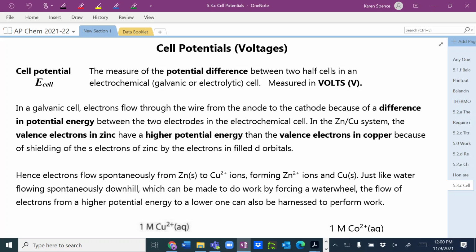Okay. A galvanic cell is essentially a battery. Yes? And the only thing with a battery is we've taken the beakers, which would be really awkward.